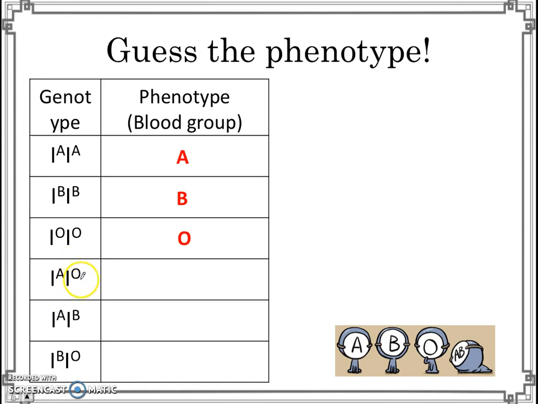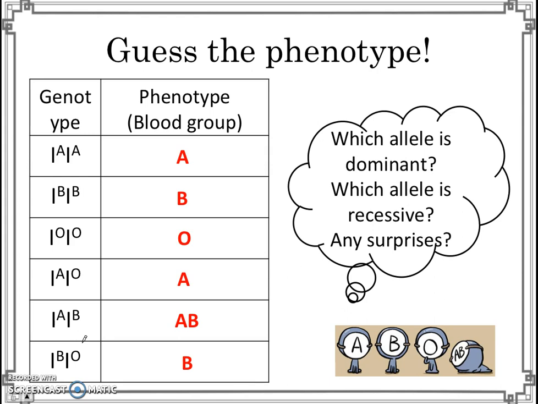Now, how about the genotype IAIO? Well, this person will have the allele for A antigens, and this one doesn't produce any antigen. So actually, his phenotype at the end of the day would be A, blood group A. And if a person has a genotype IAIB, then his phenotype would be AB, because he has both the A and B antigens. And finally, the genotype IBIO would be B blood type. So in this case, what do you notice? Which allele is dominant, which allele is recessive, and are there any surprises?